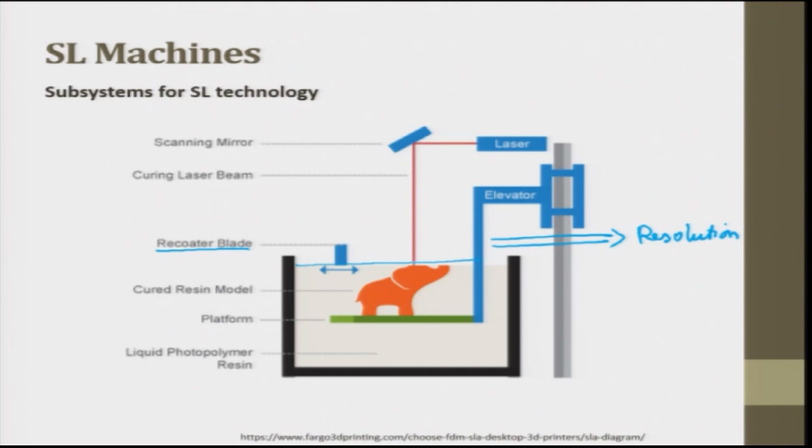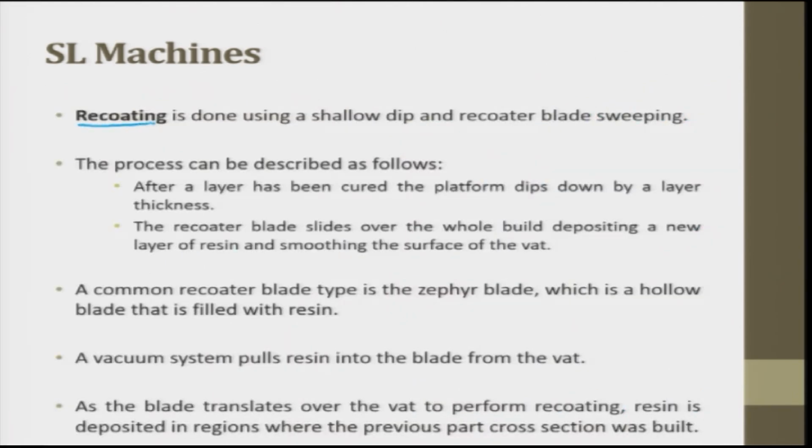The next one is the spot, what depth it goes on a Gaussian distribution. And the next one is going to be the table XY movement. So all these things dictate the resolution of the object. So liquid resin, vat, I have explained all these things in detail. Recoating is done using a shallow dip and a recoater blade sweeps. This is what I said.